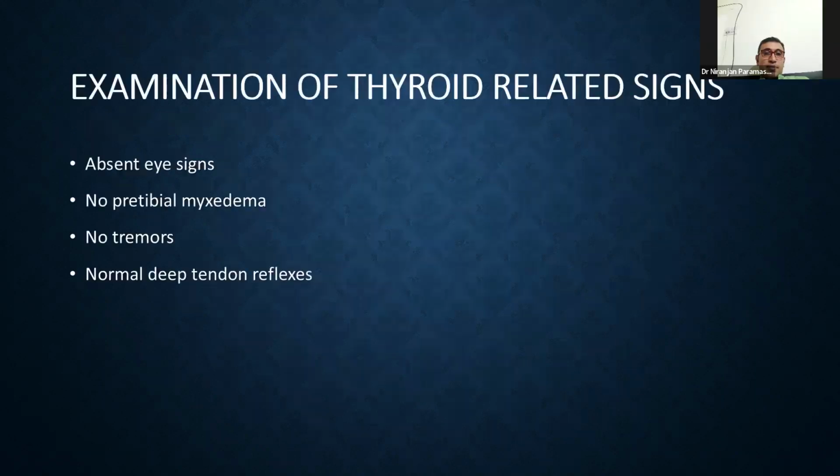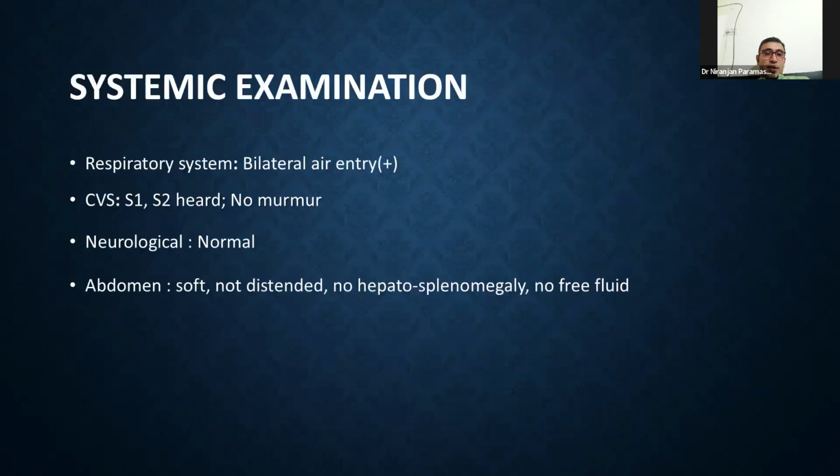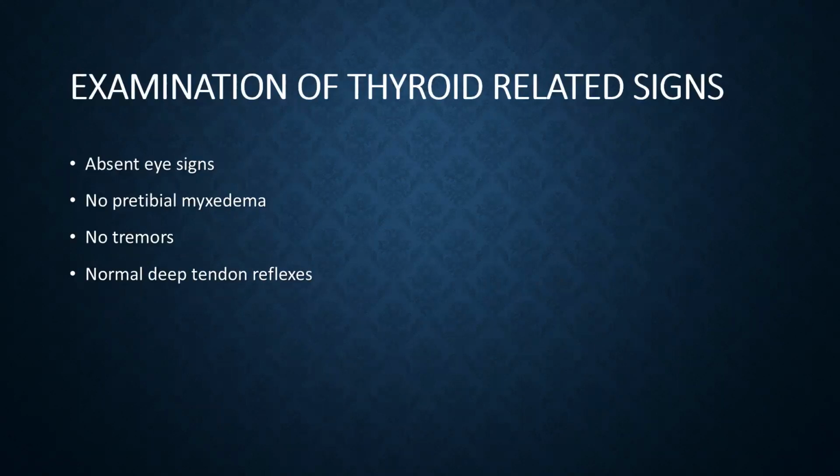Okay, Pawan. Go back. Why did you jump? Sir, this one, sir, thyrotoxicosis features, sir, there were no eye signs, no pretibial myxedema, no tremors, and normal deep tendon reflexes, sir. So, I feel, is it sufficient to say there are no signs suggestive of hypo or hyperthyroidism, or should they mention everything in detail?